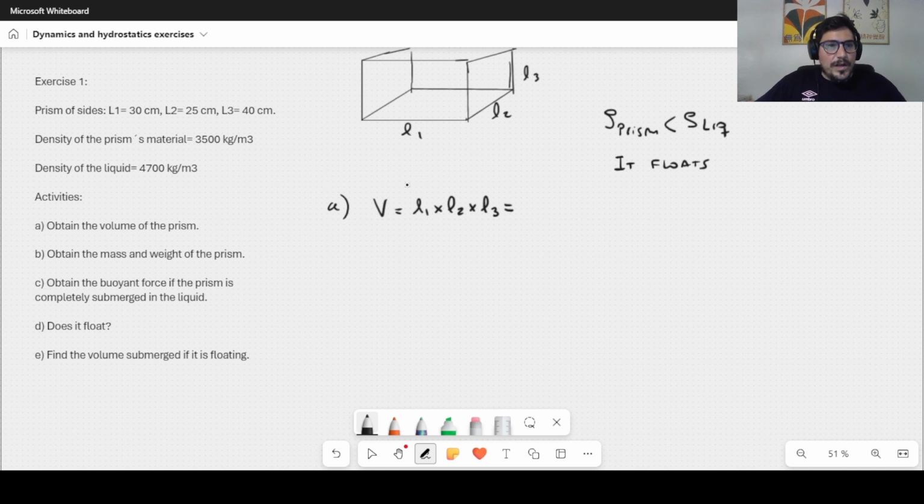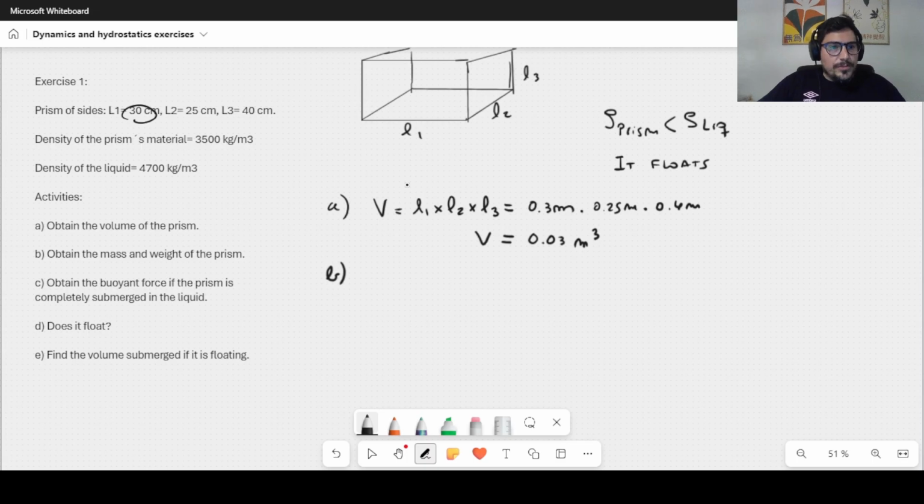But something else, we are going to use meters instead of centimeters. So the length 1 will be 0.3 meters. It's this length divided by 100, so we pass it to meters. The same for the second length, 0.25, and the third one, 0.4. We divide each length by 100 to obtain the length in meters. So 0.3 times 0.25 times 0.4, the result is 0.03 meters times meters times meters, cubic meters. That's the volume, and that's the answer of the first item.